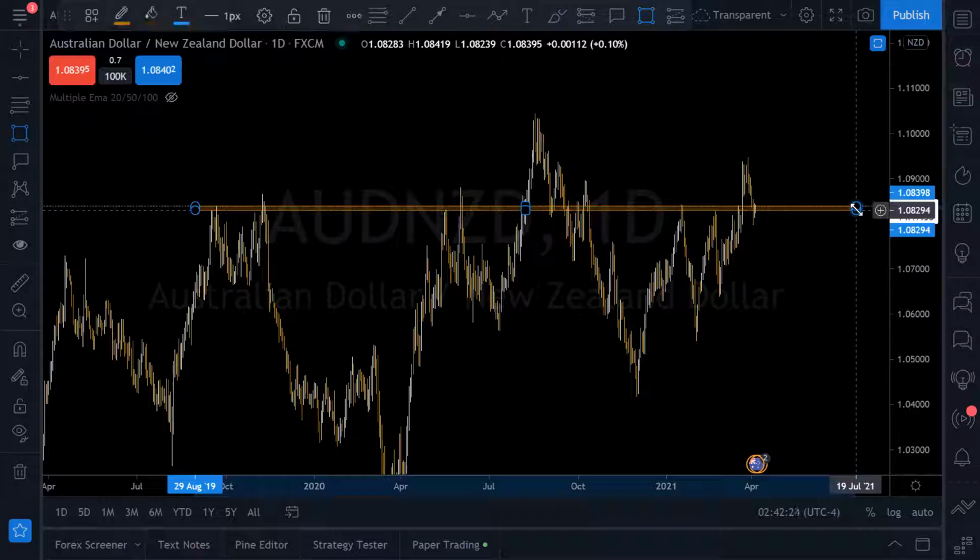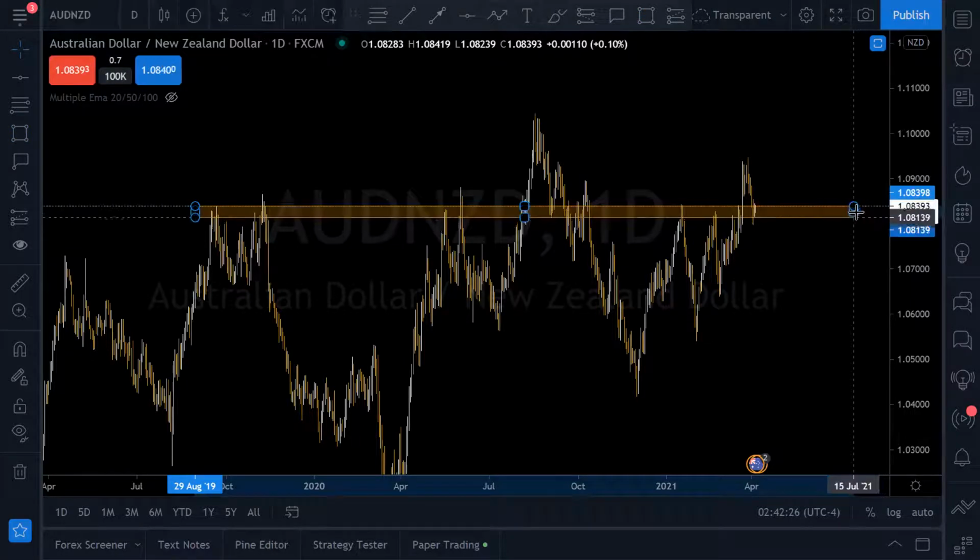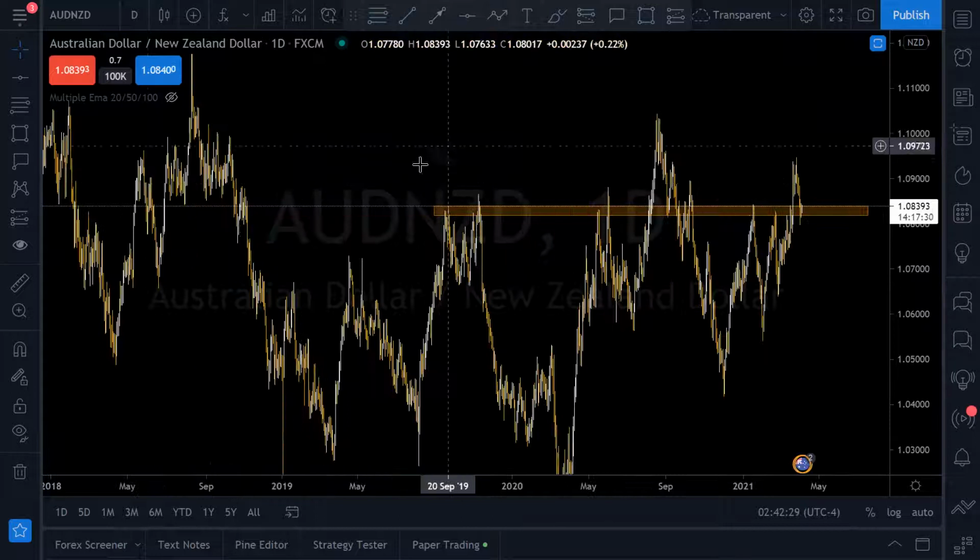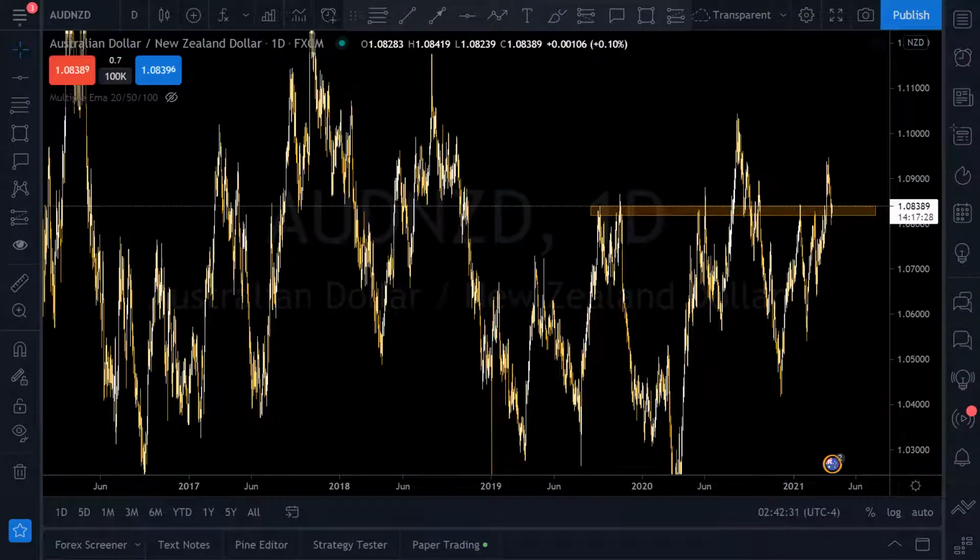This is a very important zone because price has visited this zone a number of times, and we can see it here being used as support and resistance, throughout here. You can see it here as resistance, as support, resistance, support. Here we are currently. This is a good level. That's why I'm using it.